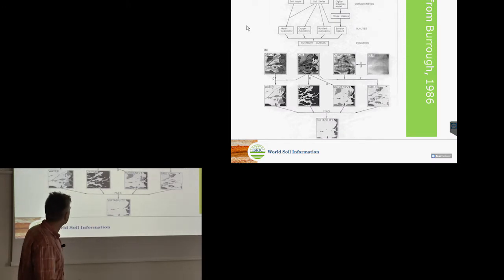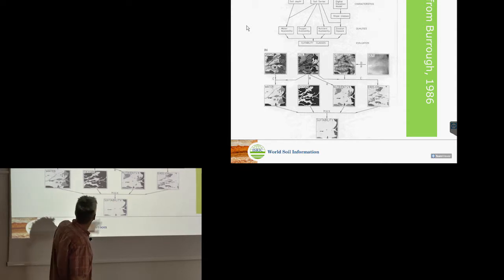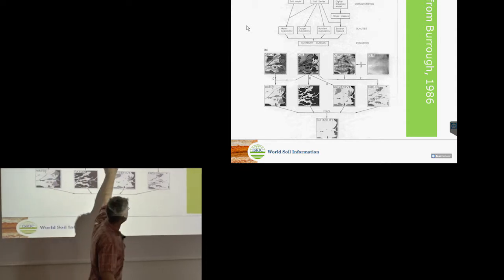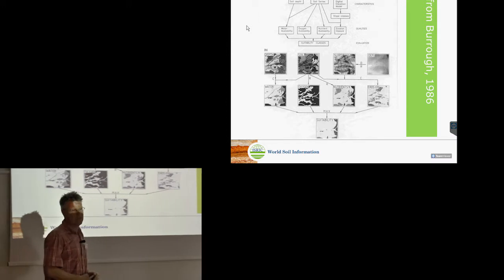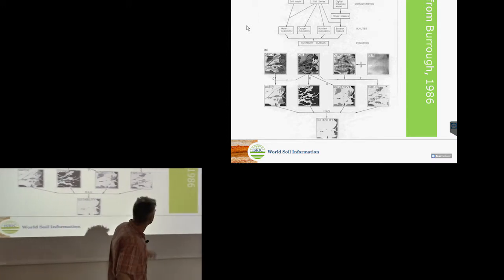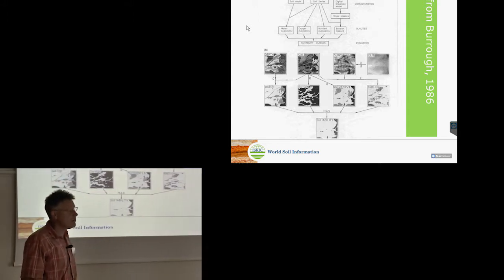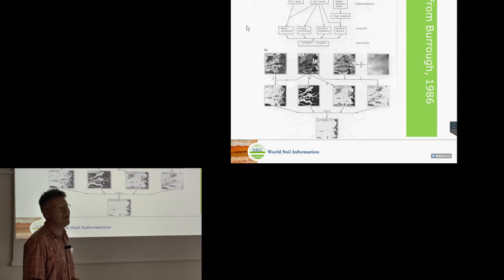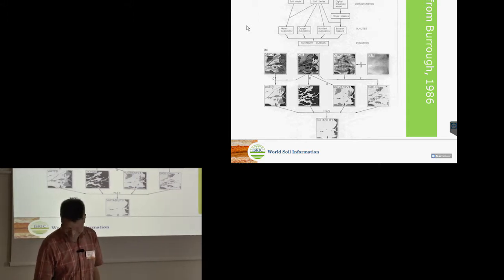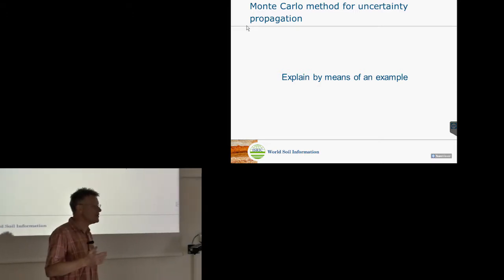Here's an example where the suitability of growing maize is derived from soil, from elevation, and so on, just a graphical illustration. I put this slide in because it's taken from a book by Peter Burrough, and he was my supervisor when I did my PhD, so it's my tribute to him that I keep this slide in. Okay. So how can we analyze the propagation of uncertainty?